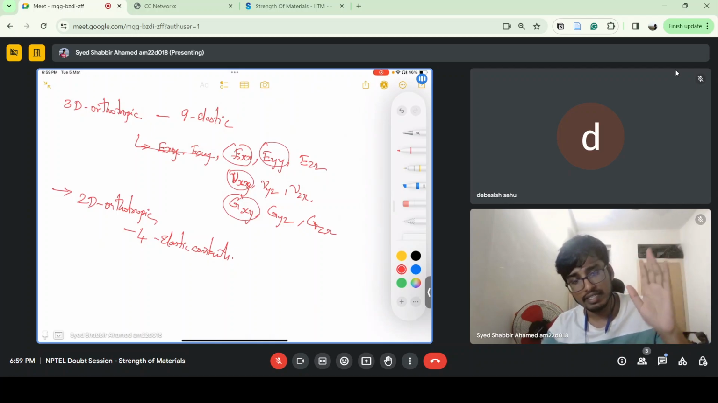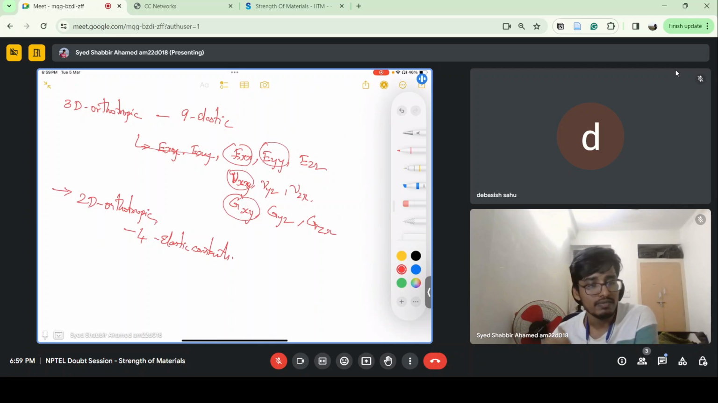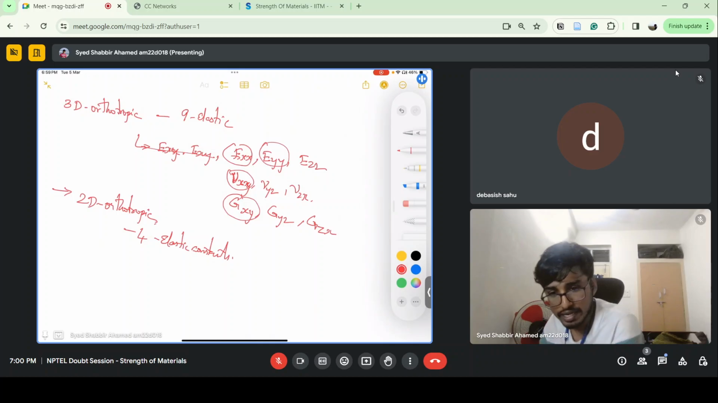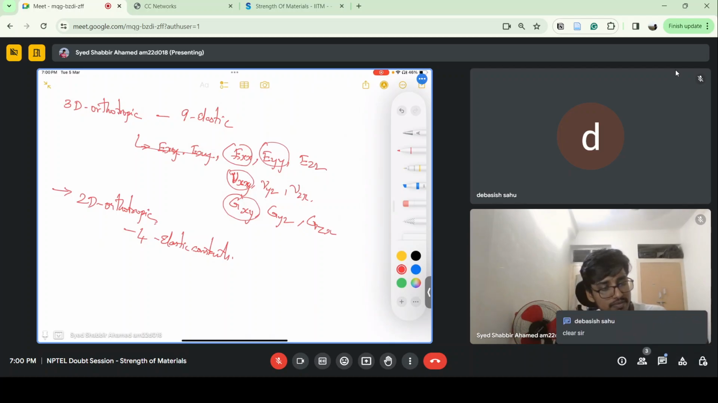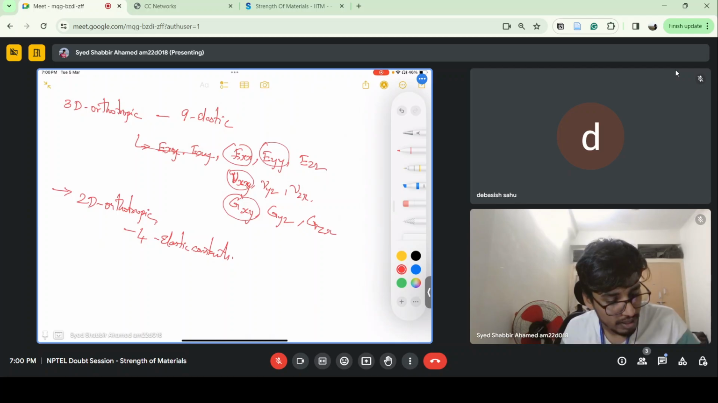Just remember how many elastic constants there are for which, and get a brief understanding of how these constants are obtained. When you go to higher studies, like a master's or PG course in advanced solid mechanics, you can learn more deeply how this is developed. But in this course we are dealing with 2D things and mainly isotropic materials. So isotropic has 2 independent elastic constants.